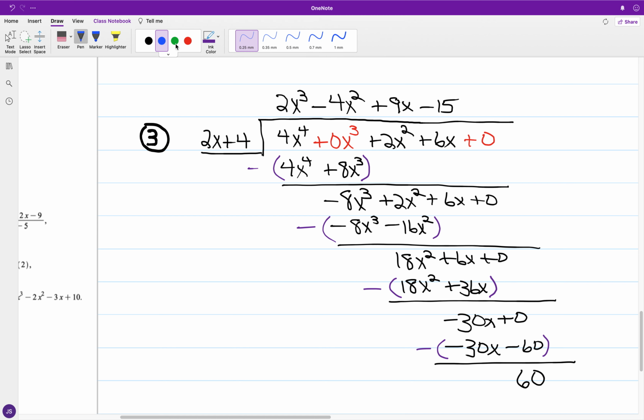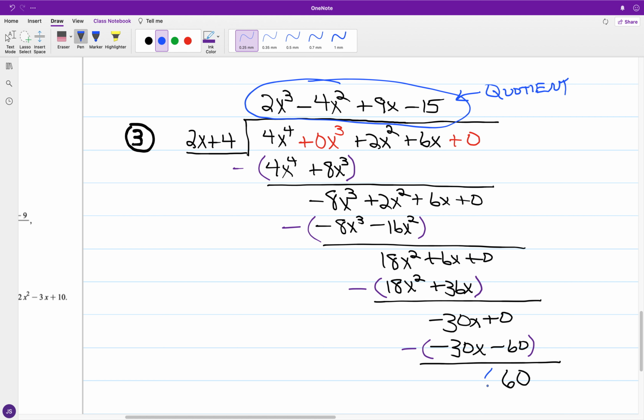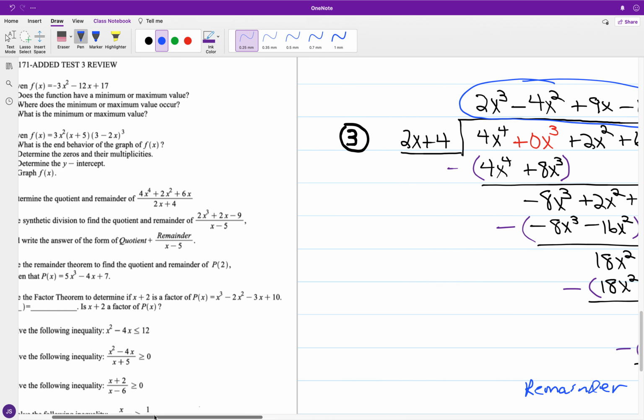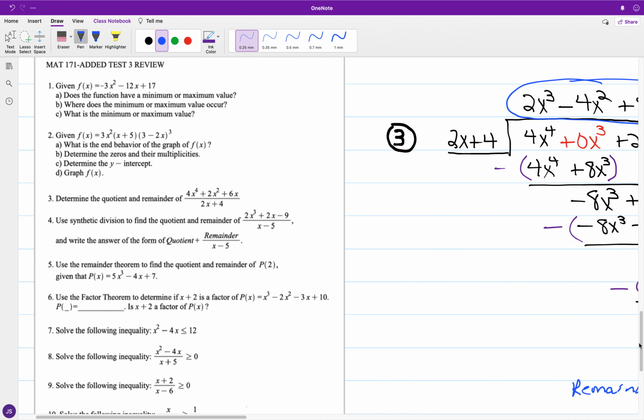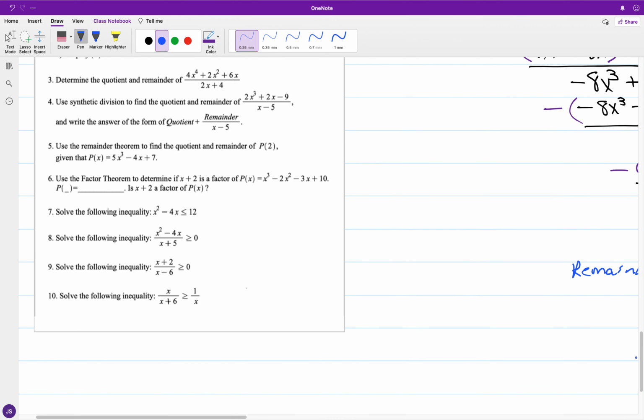And what we will have here is that which we have at the top. Okay, that is going to be the quotient. And with 60, I cannot take 2x directly into 60. And so that number 60, that is going to be the remainder. Right. So number 3, I looked at long division. Now for number 4, we're crossing over to synthetic division.